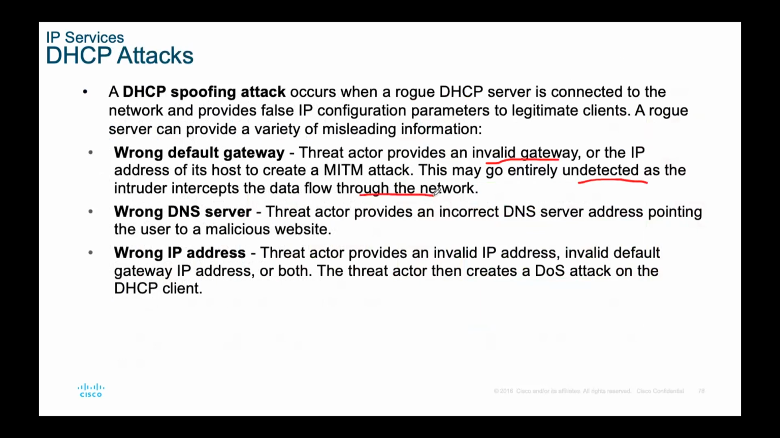And then wrong DNS server. Threat actors provide an incorrect DNS server address pointing the user to a malicious website. Wrong IP. Threat actors provide an invalid IP address or invalid default gateway IP address. So the actor then creates a DoS attack on the DHCP client.